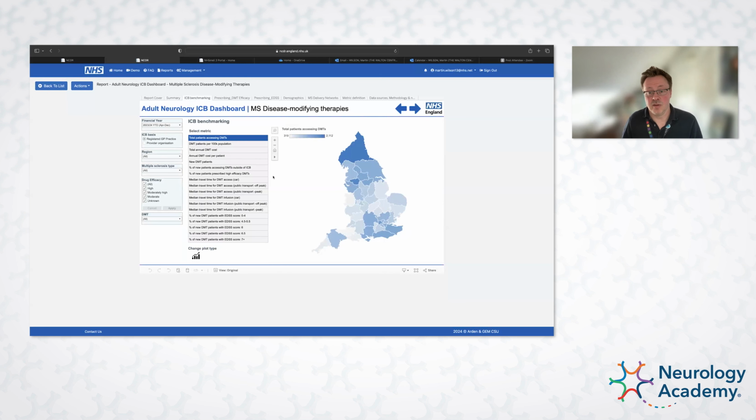Again, this shows it in a heat map form, and you can change the metric that you're looking at. That's the total of patients who are accessing DMTs in different areas, and you can see there's a lot of variation there. You can look at that in terms of percentage of people receiving the high efficacy DMTs, which starts to look a bit different, but again quite a lot of variation.